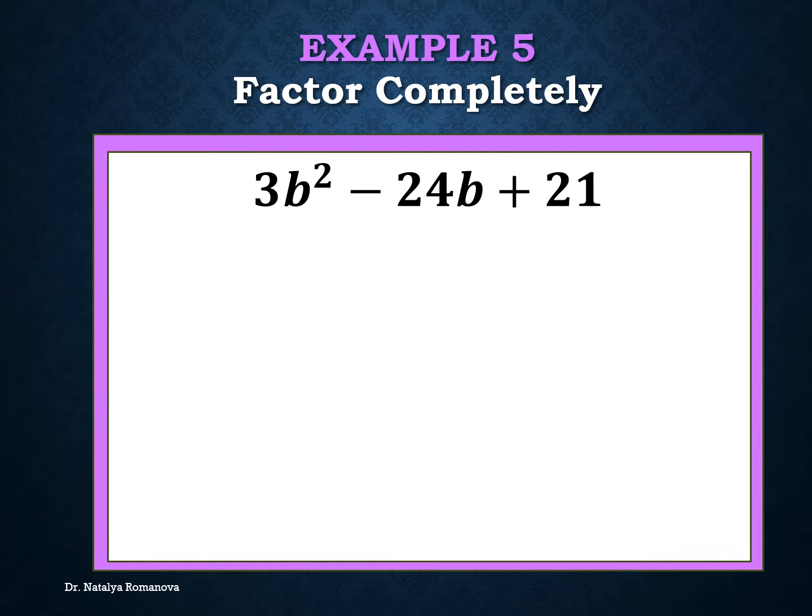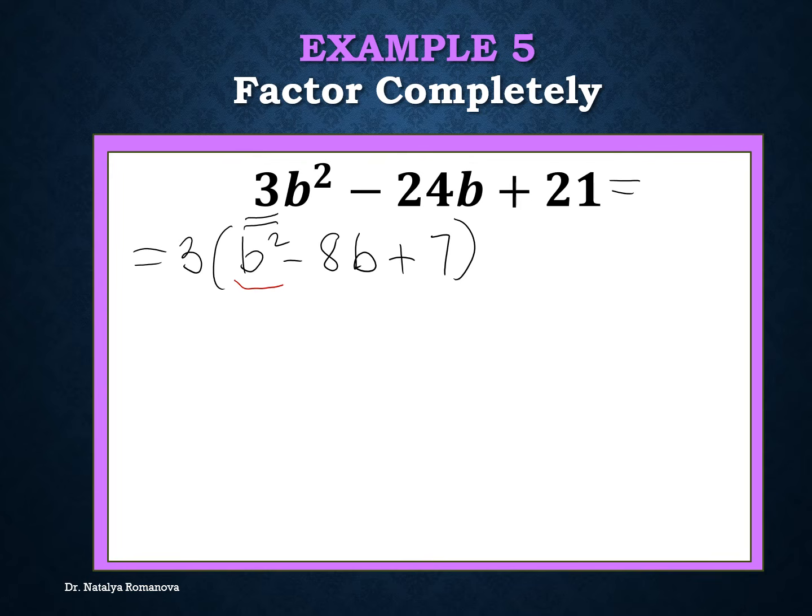Last example today, 3b squared minus 24b plus 21. We can see our coefficient a is not equal to 1, but we have a common factor 3 here, so we will use the factor out approach. It would be 3 times (b squared minus 8b plus 7). Now we use our factoring approach for b squared minus 8b plus 7 because it is a quadratic expression with coefficient a equal to 1.